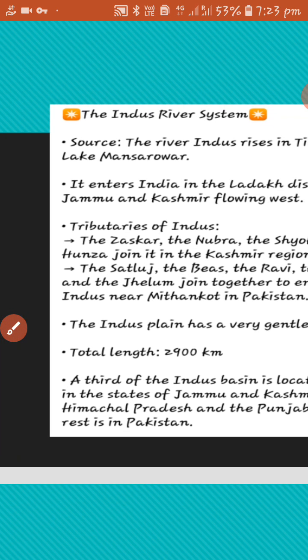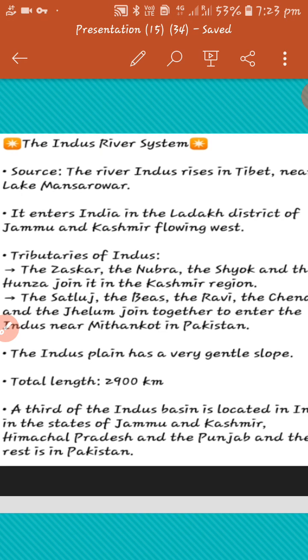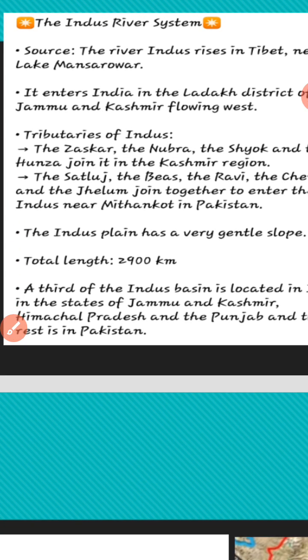Let us discuss the Indus Valley or the river Indus. Source: the river Indus rises in Tibet near Mansarovar or Kailas Lake. You have to remember it, Mansarovar or Kailas Lake. It enters India in the Ladakh district of Jammu and Kashmir, flowing west. Tributaries of the Indus: the Zanskar, the Nubra, the Shyok, and the Hunza join it in the Kashmir region.